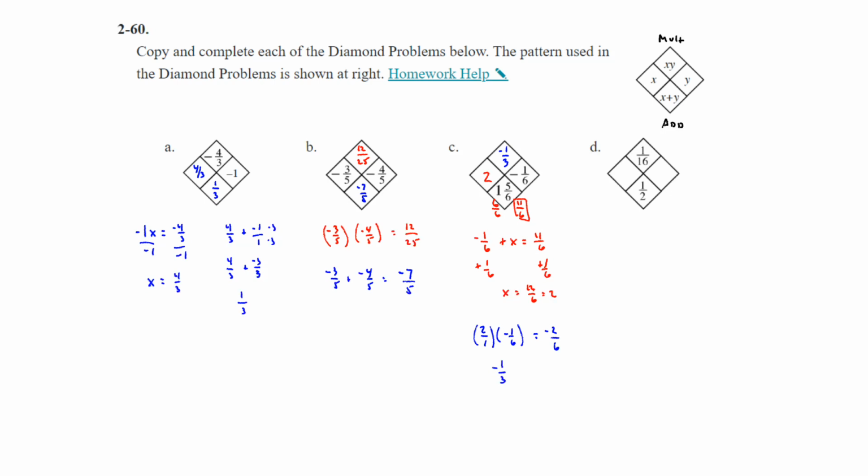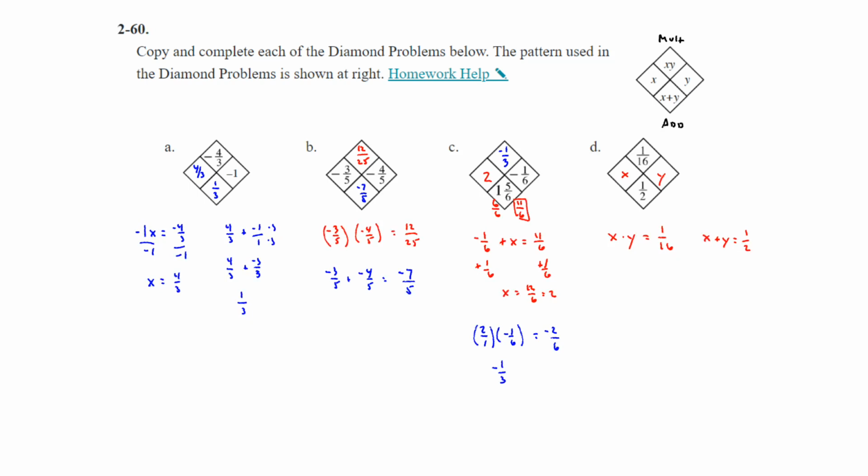All right. And on the next one, we don't have an x or a y value. So how are we going to do this one? We're really trying to answer this question. X times y, what number times another number gives you 1/6, but what also, when you add those same two numbers, you're going to get 1/2. So see if you can think about that. What multiplies to give you 1/6 but adds to give you 1/2?